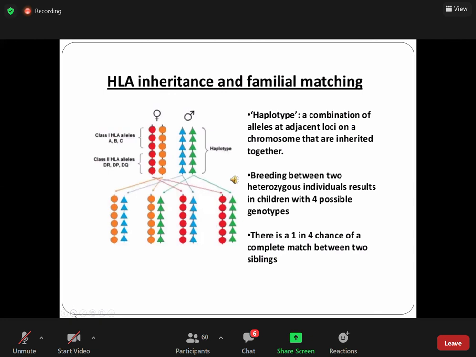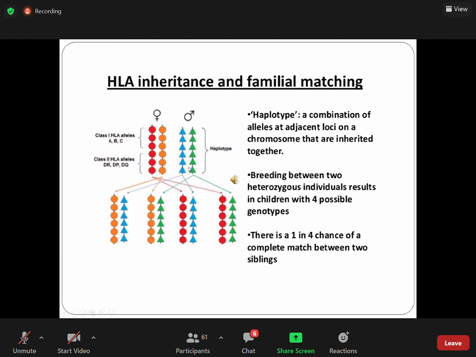Okay, this is inherited HLA matching. This is the haplotype. What is a haplotype? It is the combination of genes that are inherited together. These are the children and their genes. From one pair of parents, there is a 25% chance of a complete match between two siblings, and a 50% chance of a haplotype match. They all have haplotypes, and you see the haplotype is the same in some children, and others do not have the same alleles.